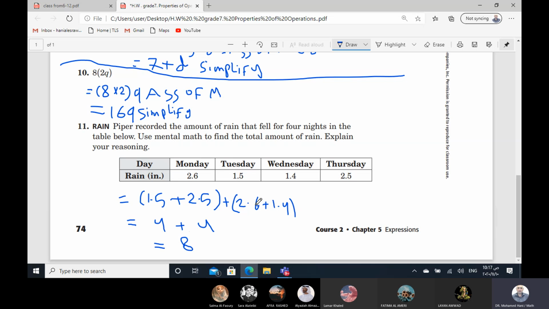Who has any question here? Mister, imagine 2.6 and 1.5, and we took 2.5 and 1.4. The answer will be the same? Yes, the answer will be the same. But we choose the easy way, the easy solving. Okay? You can change the place of numbers between the parentheses. You will find the same answer.